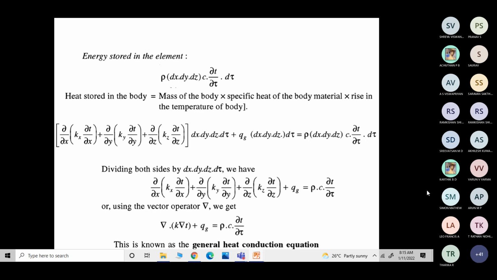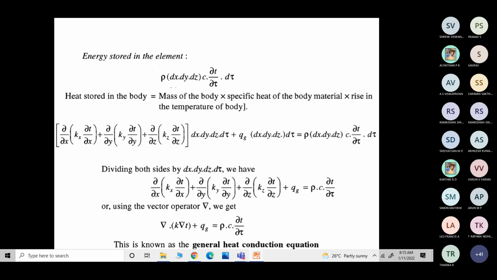When you divide it, we will be getting the expression ∂/∂x of (kx ∂T/∂x), and let us include this ∂/∂x inside. So kx into ∂²T/∂x² plus ky into ∂²T/∂y² plus kz into ∂²T/∂z² plus qg is equal to rho into c into ∂T/∂t. So this is the final expression. And when we use the vector form, we will be getting this equation like this. This is said to be the general conduction equation.